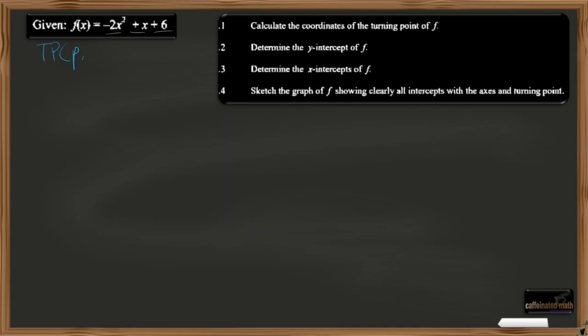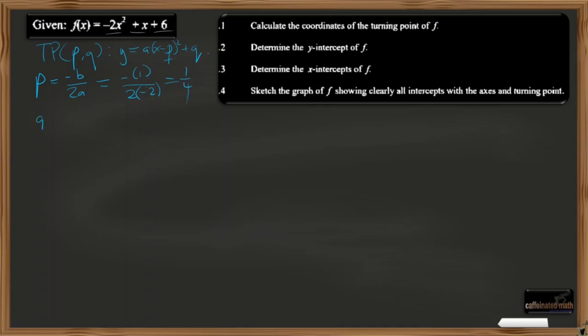Remember, our turning point has form (p, q), which comes from y is equal to a(x minus p) all squared plus q. So that's the value we're being asked, and p is always equal to minus b over 2a. You can also complete the square, but it's a long laborious process which I'm not interested in right now. So b is 1, and then our a value is minus 2. And as we can see, the negatives just cancel out, and we have 1 over 4.